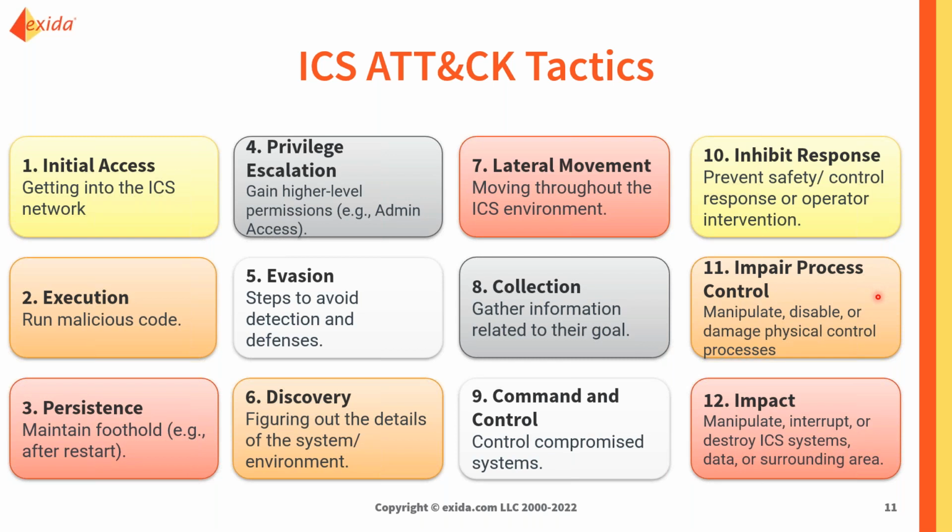We can also look at impairing the process control directly, so manipulating, disabling, or damaging the physical control of the process. So having a basic process control system loop set to an unsafe condition, or having a process excursion that they're directly triggering as an initiating event, that would be what we could look at for this impair of the process control.